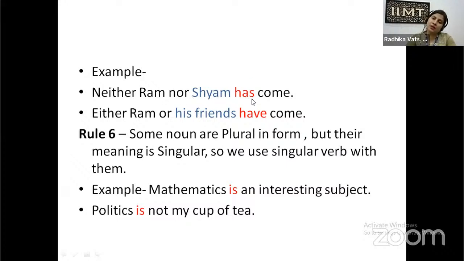That's why we use singular one. Now he is saying either Ram is a singular subject, or his friends are a plural subject. So we have to choose between them, and we have chosen that his friends are plural, so we have used "have". The sixth rule says some nouns are plural in form, but their meaning is singular. So we use a singular verb with them.